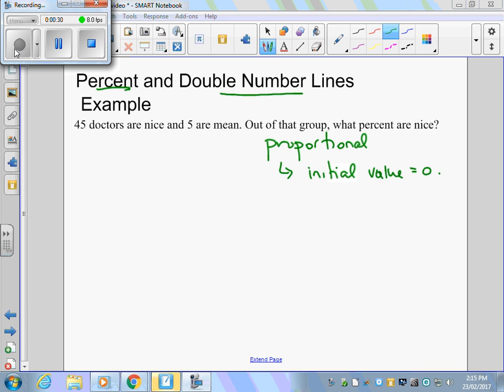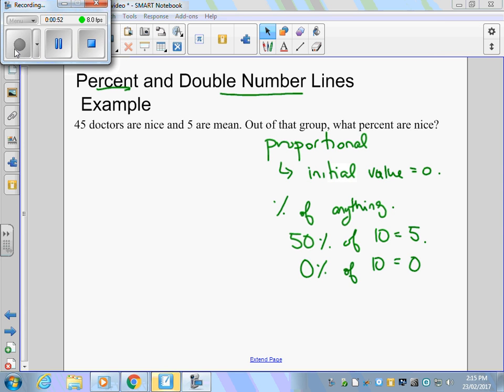So if I think about the percent of anything, we have some skills with what percent means. For example, we know that 50% of, let's say, 10 is going to be 5. I hope we know that just from our friendly numbers. If I said 0% of 10, I would wind up with 0. So this is why it's a proportional relationship, because when I take the percentage 0, my result is 0. So the two zeros there tell us we have a proportional relationship.